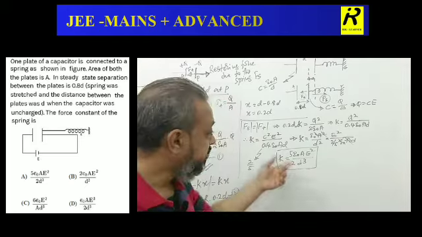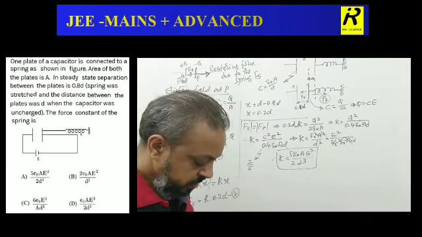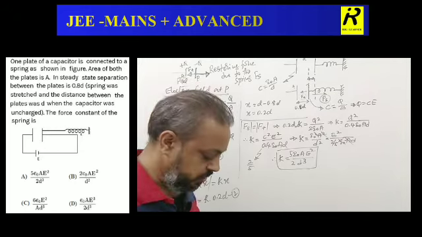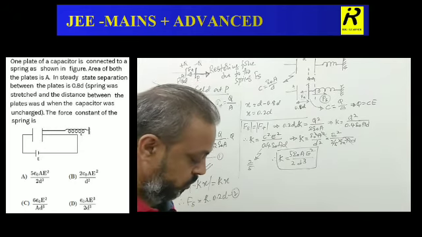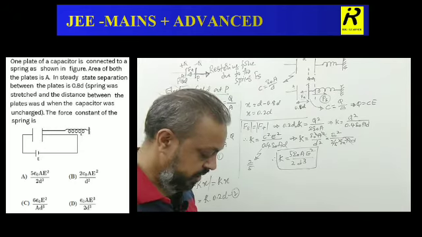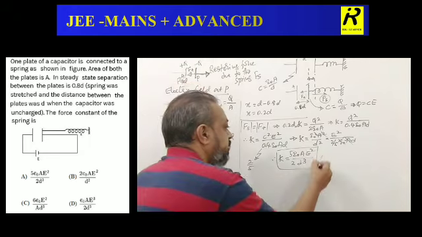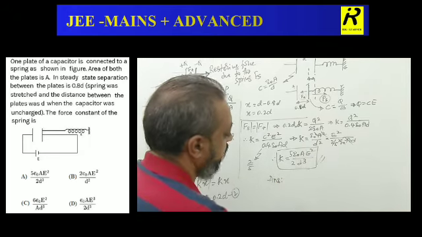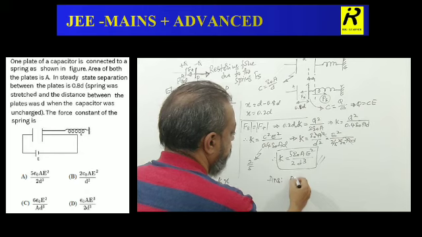When I search for this answer, I strongly suspect option A. Look into option A. It is 5 by 2 epsilon O A E square divided by D cube. So this is the correct option, and the answer for this question is option A.